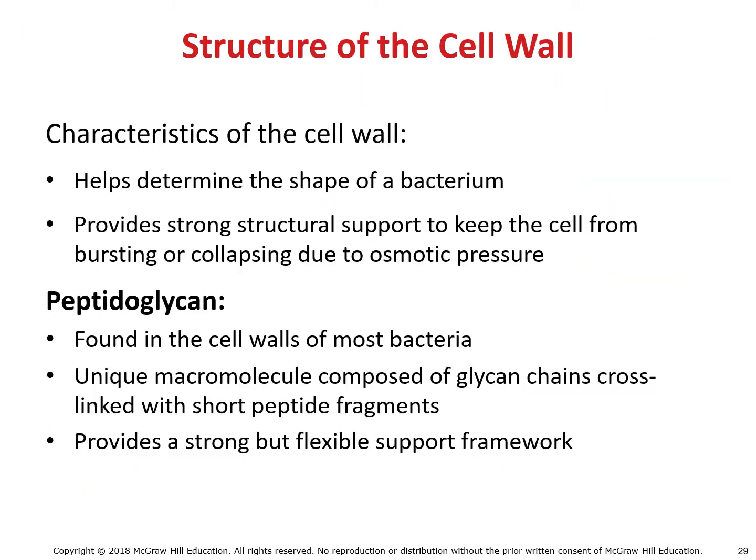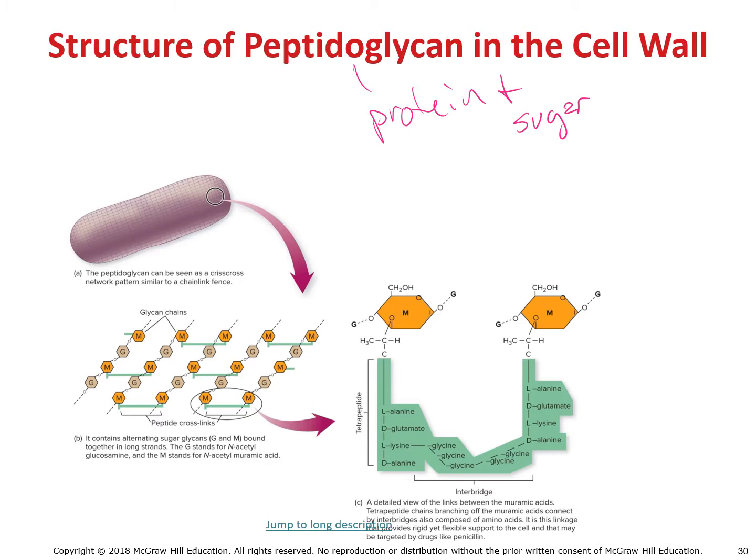The cell structure, as we said before, of the cell wall is going to primarily be made of peptidoglycan. Peptidoglycan is by far a common feature in bacteria, and it's made up of a very unique macromolecule, basically composed of glycan chains cross-linked with short peptide fragments. So essentially peptidoglycan, peptides and sugars. And it's important again that it provides this network that gives a strong but yet flexible frame. So you can see this pattern here.